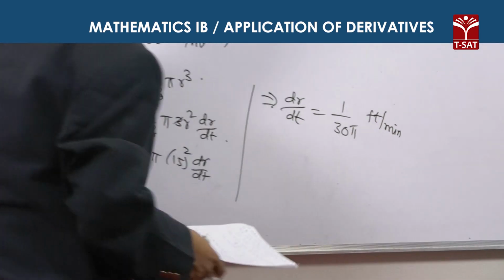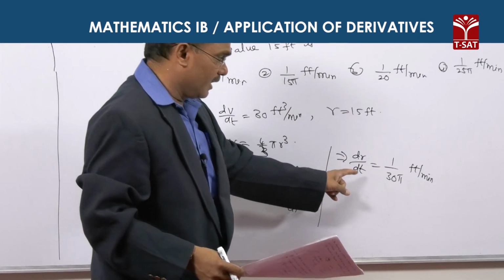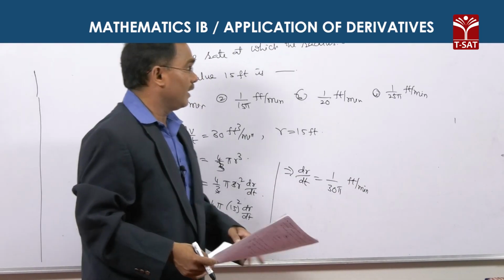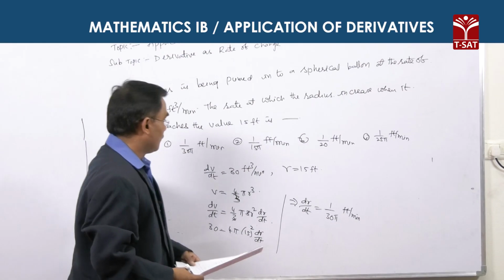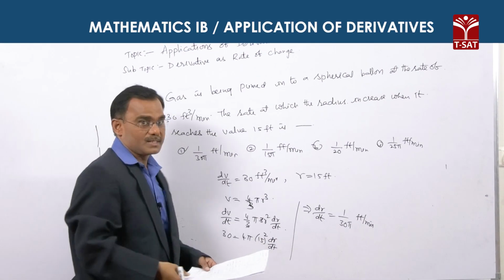Therefore the rate of change in radius is 1 by 35 feet per minute. The radius is increasing at the rate of 1 by 30 pi feet per minute. The first answer is correct.